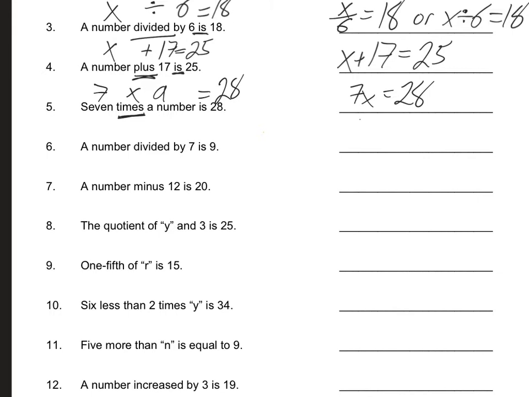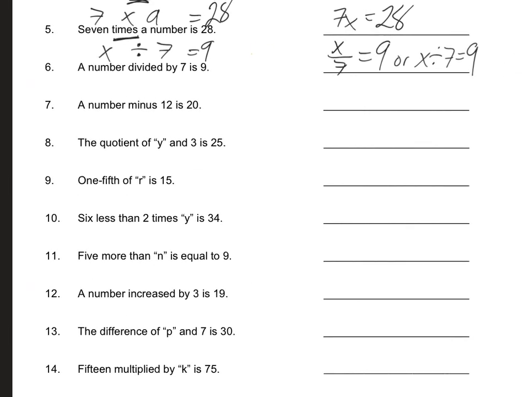Okay, so a number divided by 7 is 9. So x over 7 equals 9, or x divided by 7 equals 9. If you got that, we're good. If not, let's talk about it. A number is any letter, so I'm going to put x divided by, so we already know what divided by means, 7, is equals again, 9. Cool. Go ahead and try the next one.